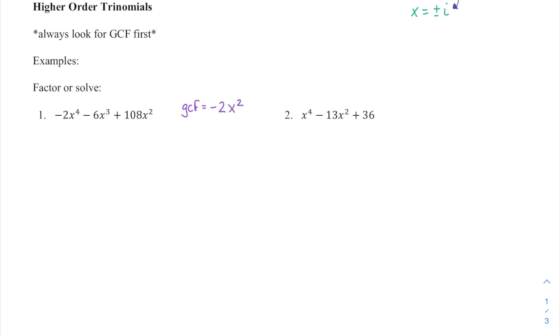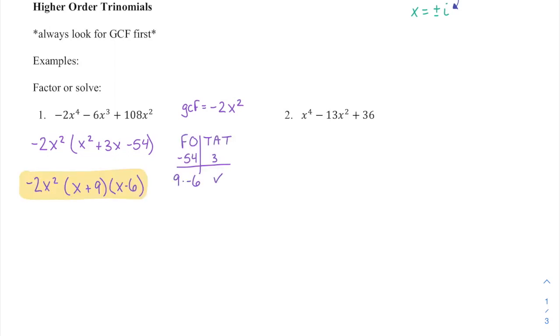The GCF here is negative 2x squared. I get negative 2x squared, and left over is x squared plus 3x minus 54. And now this is something that I'm comfortable with. It's a trinomial quadratic that I can just use Pho-Tat on. So go ahead, try to Pho-Tat.